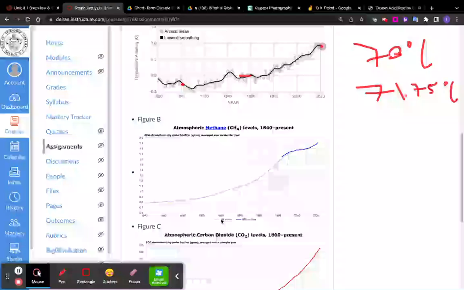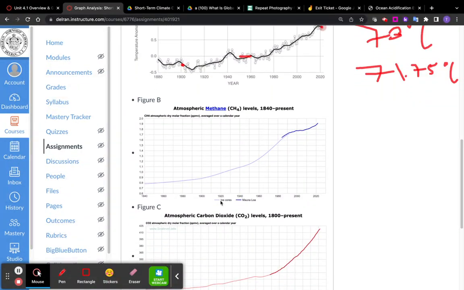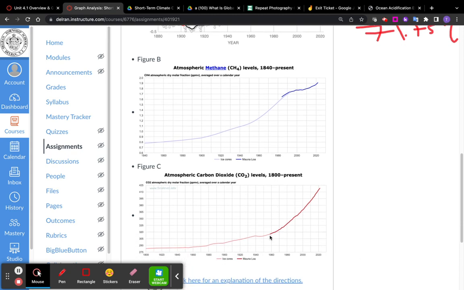Now, a couple other things that you might be wondering: this says ice cores and Mauna Loa. In Hawaii, they record concentrations of gases. They started doing that accurately, so they have accurate data for this one, at least, from 1980. For CO2, they have it from 1958. So this is super accurate, definitely right data.